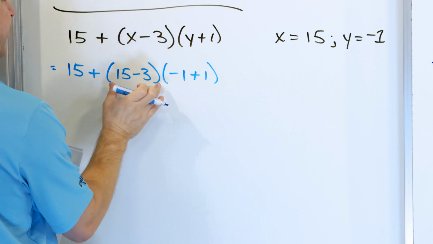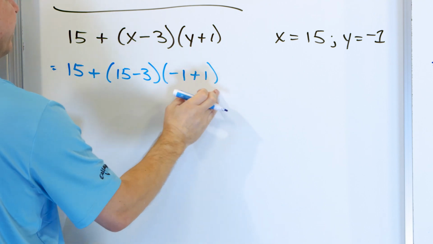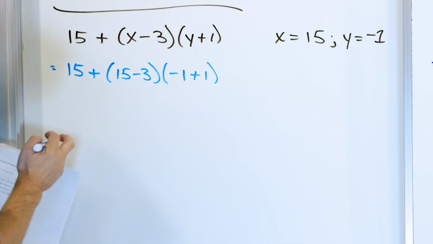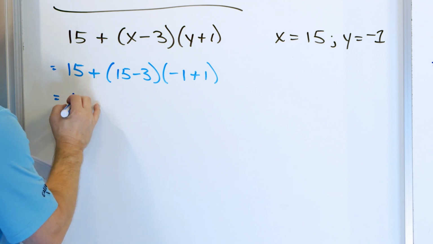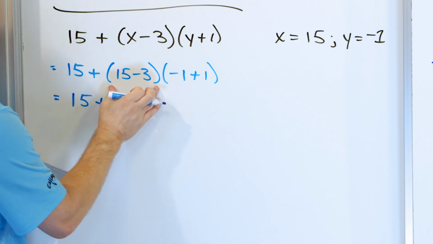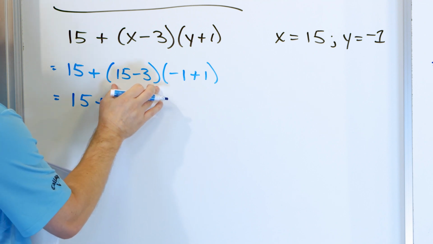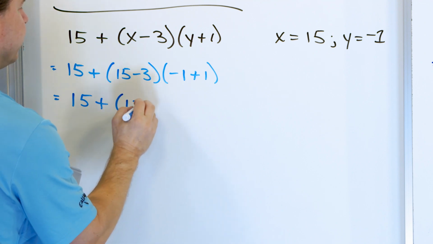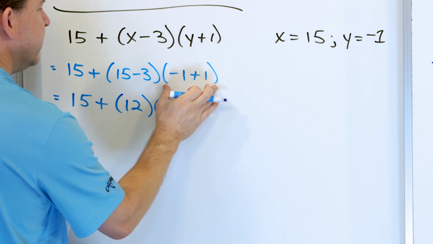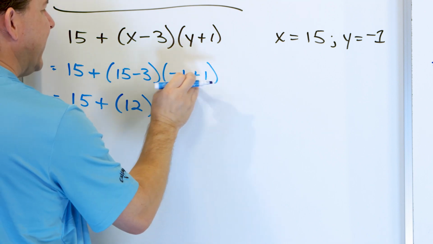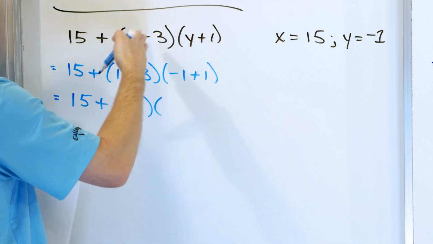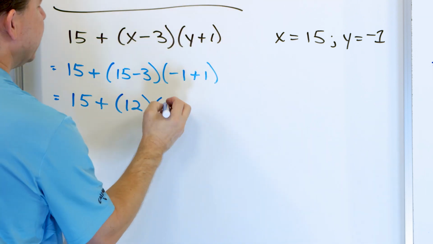Now don't worry so much, you have parentheses and another parentheses next to each other. This just means they're multiplied together. So we have to do what's inside the parentheses first. What is inside of this parentheses? 15 minus 3 is going to be what? 12, right? Positive 12. And then inside of this one, what is negative 1 plus a positive 1? They kind of kill each other, and the answer is 0. The negative 1 plus positive 1 is going to give you 0.